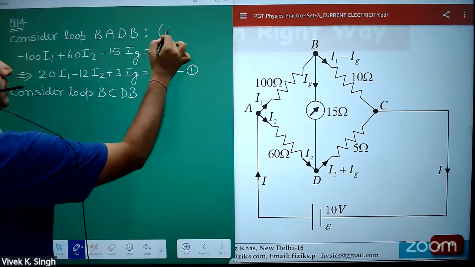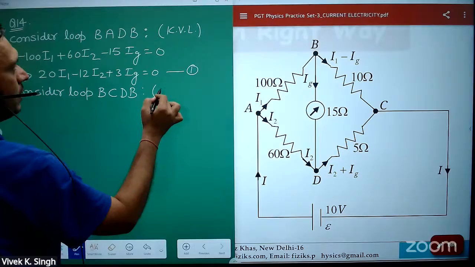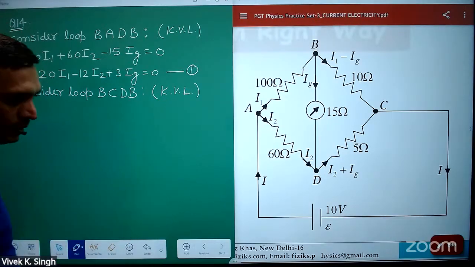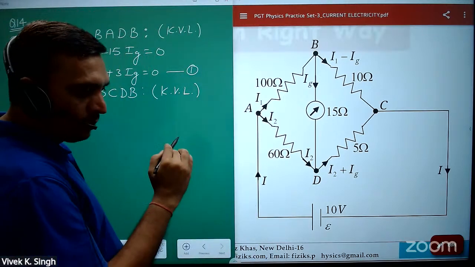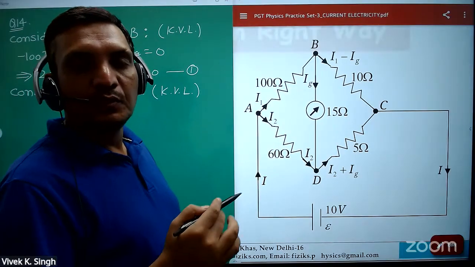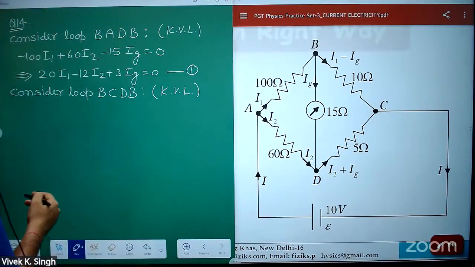I'm applying KVL in each case. Algebraic sum of voltage in any closed loop must be 0. And I'm considering the sign convention. Whenever you are moving from higher potential to lower potential, I'm taking plus sign. And when you are moving from minus to plus, you are taking minus sign.